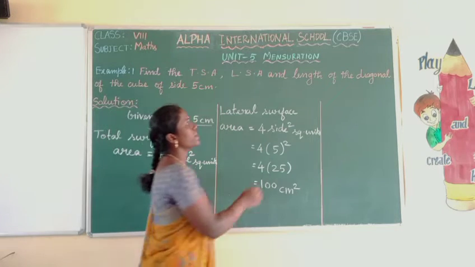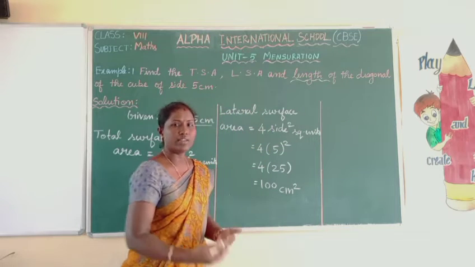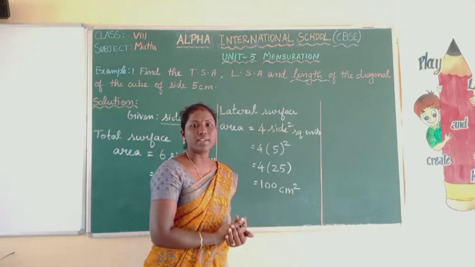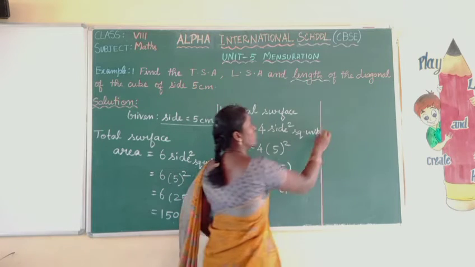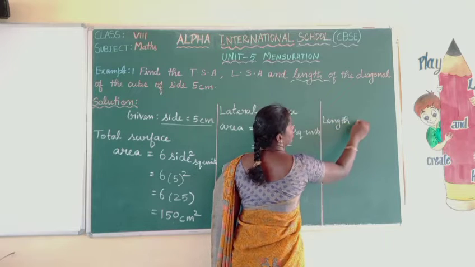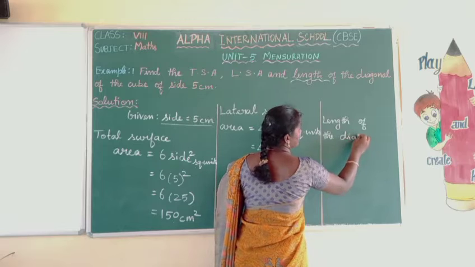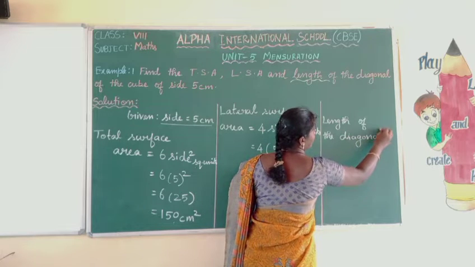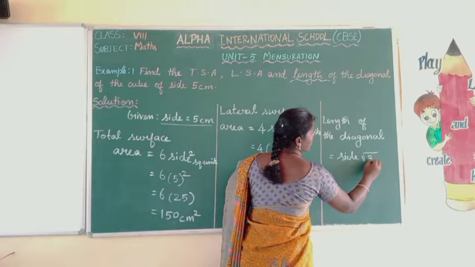Next, what we have to find? Length of the diagonal. Again, we have to recall the formula. What is the length of the diagonal? It is side into root 3. The formula is side into root 3 units.